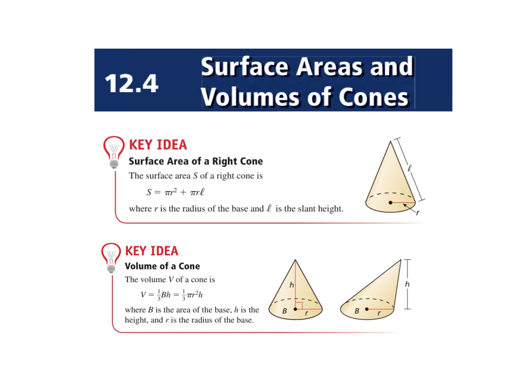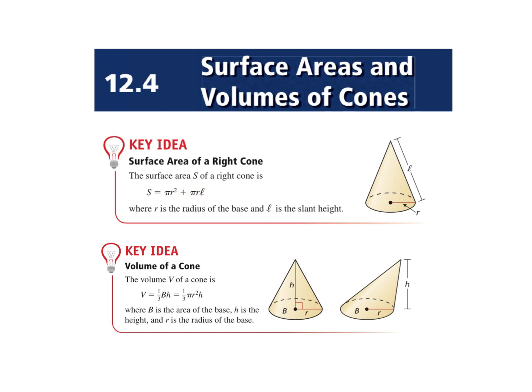Welcome to 12.4, surface areas and volumes of cones. What's important here is the surface area of a cone. You have the area of a circle formula, pi r squared, which is the base. The bottom of the cone is flat. It is a circle, so you need the surface area of the base, pi r squared. And then to get the surface area of the cone part, here's the formula: pi r L.